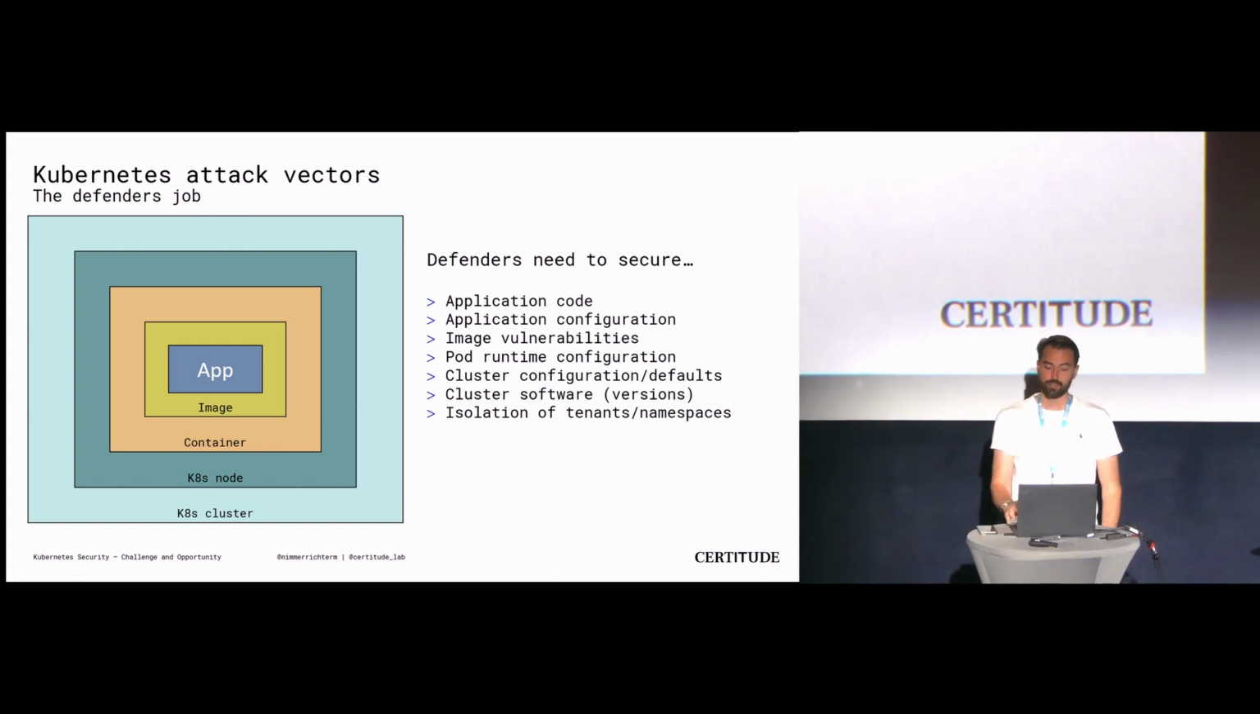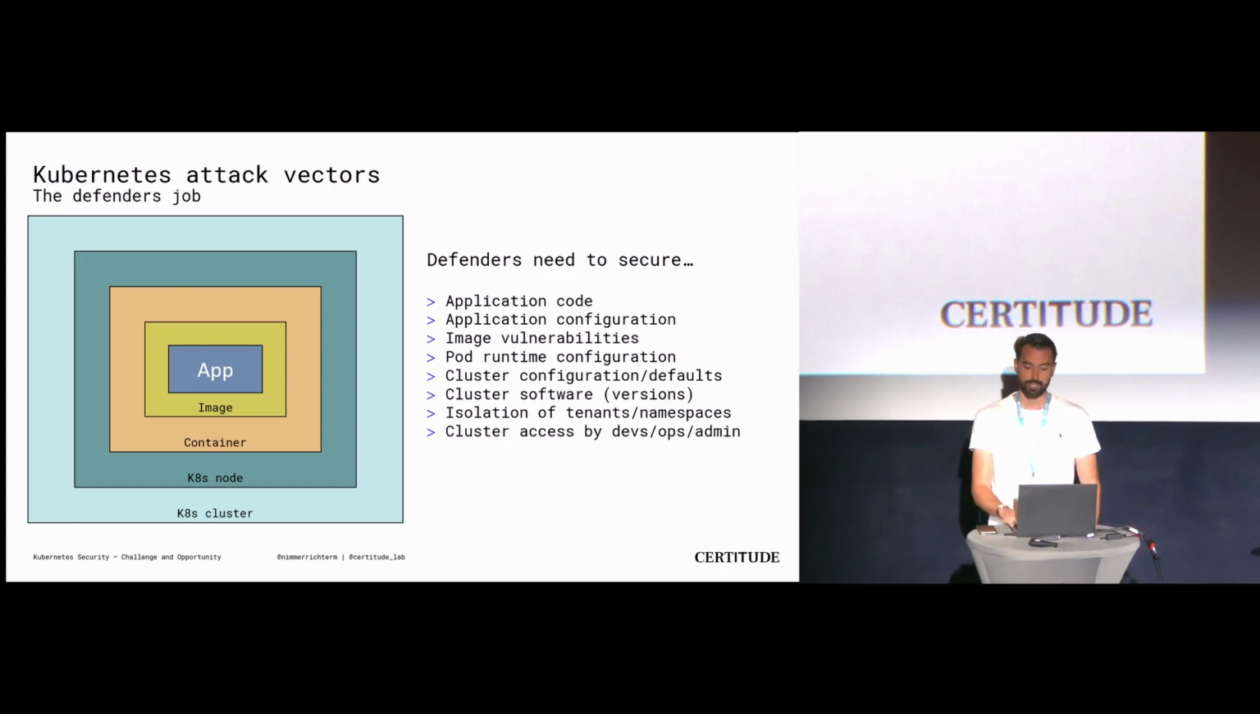And we have to take care of isolation between namespaces and tenants, at least if we deal with multi-tenant clusters. And then there is the access by devs, by ops, by administrators. Yeah, we have to keep our credentials secure, make sure that we have some sort of need-to-know principle, that everyone has access only to these objects and Kubernetes resources one needs access to. So yeah, it's quite unfair.